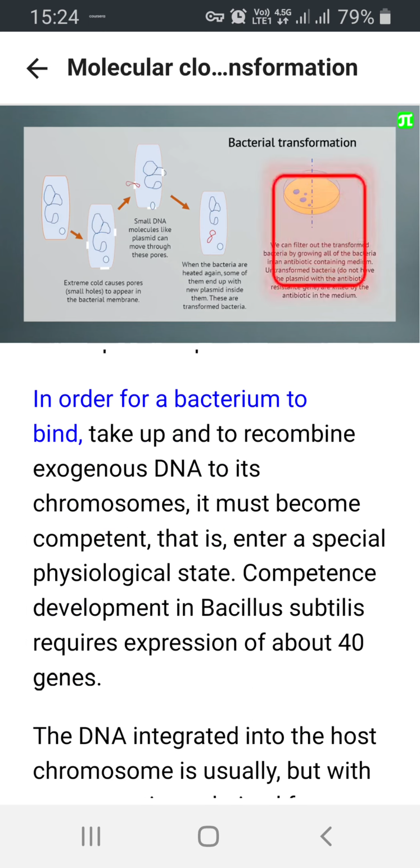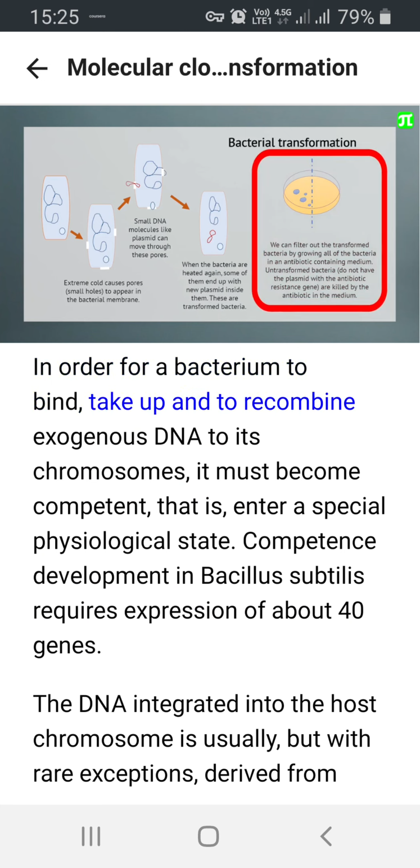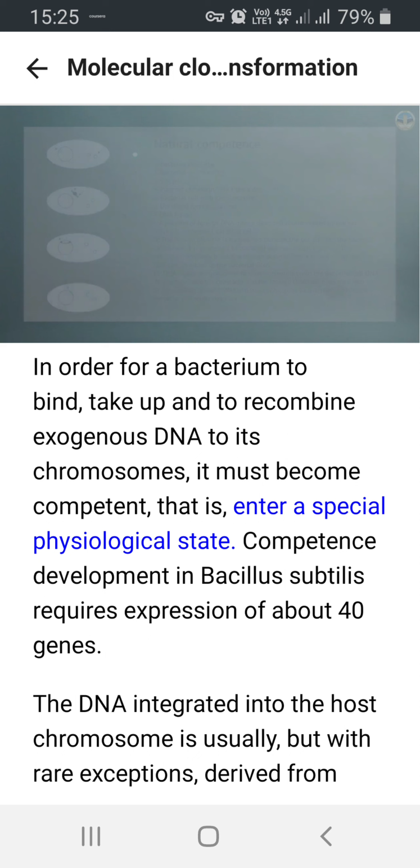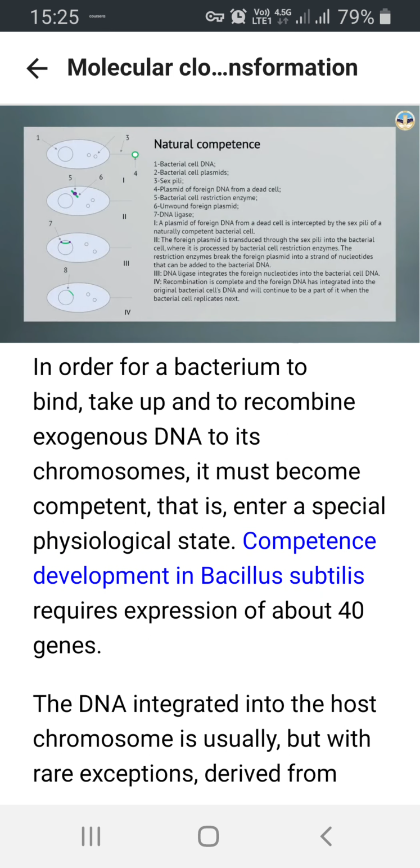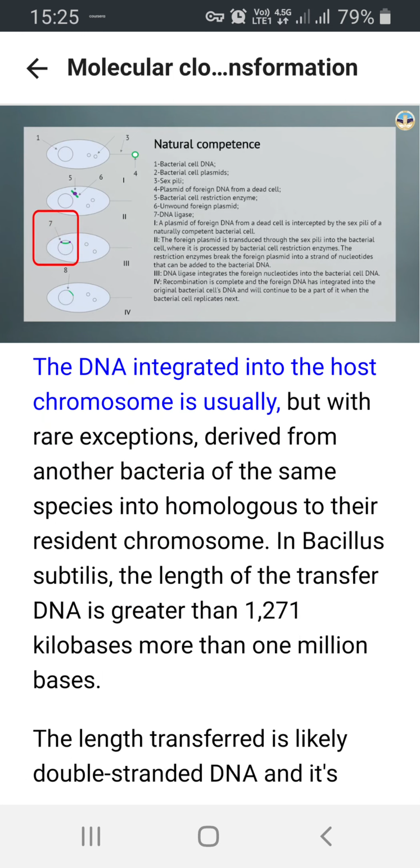In order for a bacterium to bind, take up, and recombine exogenous DNA into its chromosomes, it must become competent, that is, enter a special physiological state. Competence development in Bacillus subtilis requires expression of about 40 genes. The DNA integrated into the host chromosome is usually, but with rare exceptions, derived from another bacterium of the same species and is thus homologous to the resident chromosome.